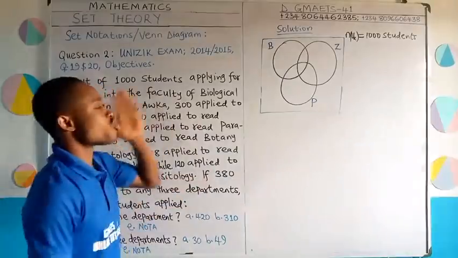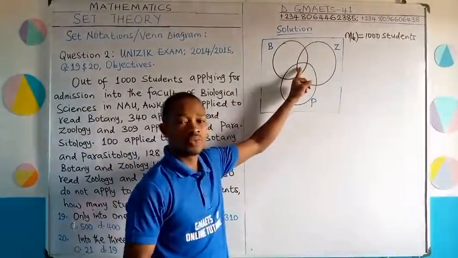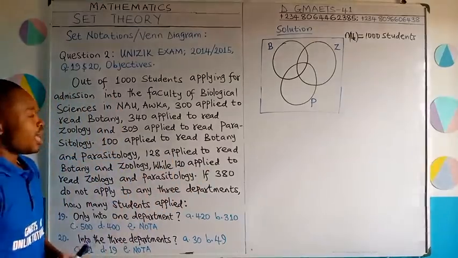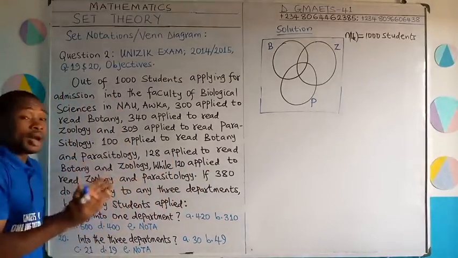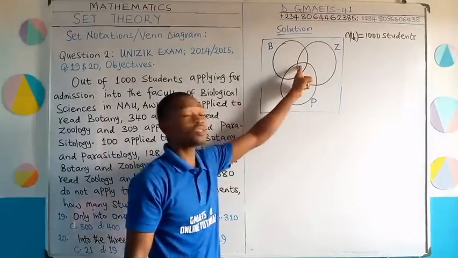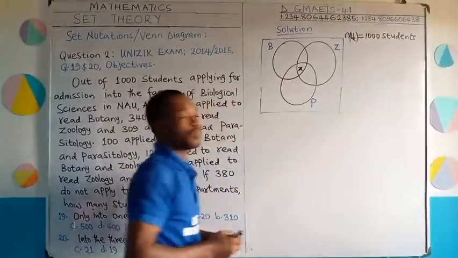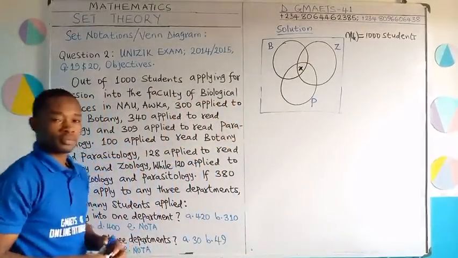So we're going to start from the region where all three sets intersect. If you look at this question here, we don't know the number of students that apply to all three departments. So I'm going to call it X. Is that okay? I'm going to call it X.